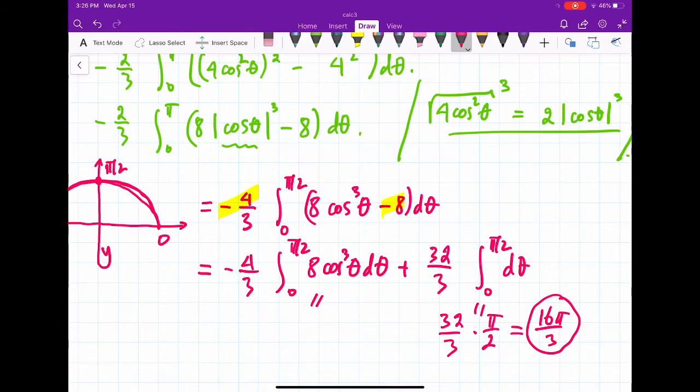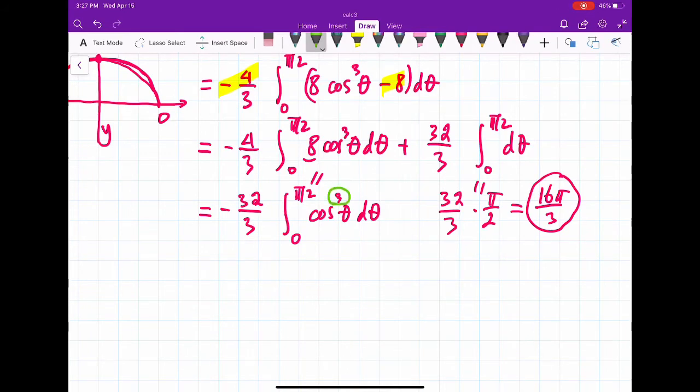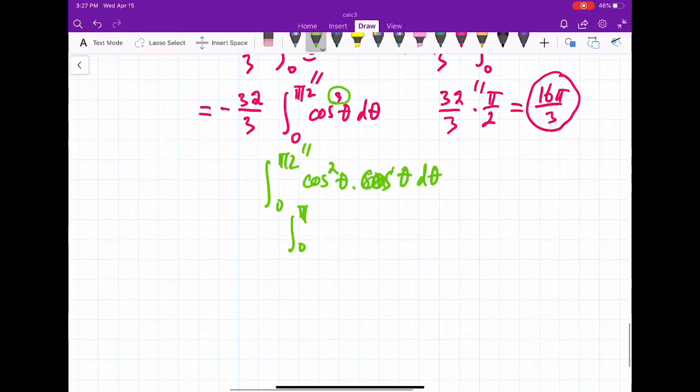So we need to evaluate the first integral. Okay, let's take 8 out. So we have negative 32 over 3 integral from 0 to pi over 2 cosine cubed theta d theta. We learn such integrals in calculus 2. In this situation, we have a cube right here, so you can break it as integral from 0 to pi over 2 of cosine squared theta times cosine theta d theta, and what is cosine squared? That is 1 minus sine squared theta, times cosine theta d theta.